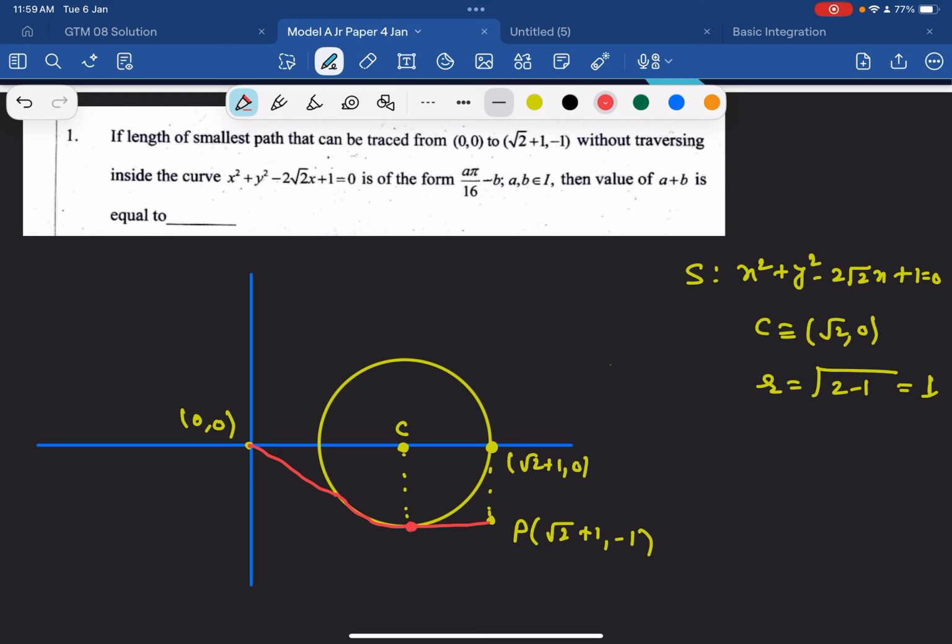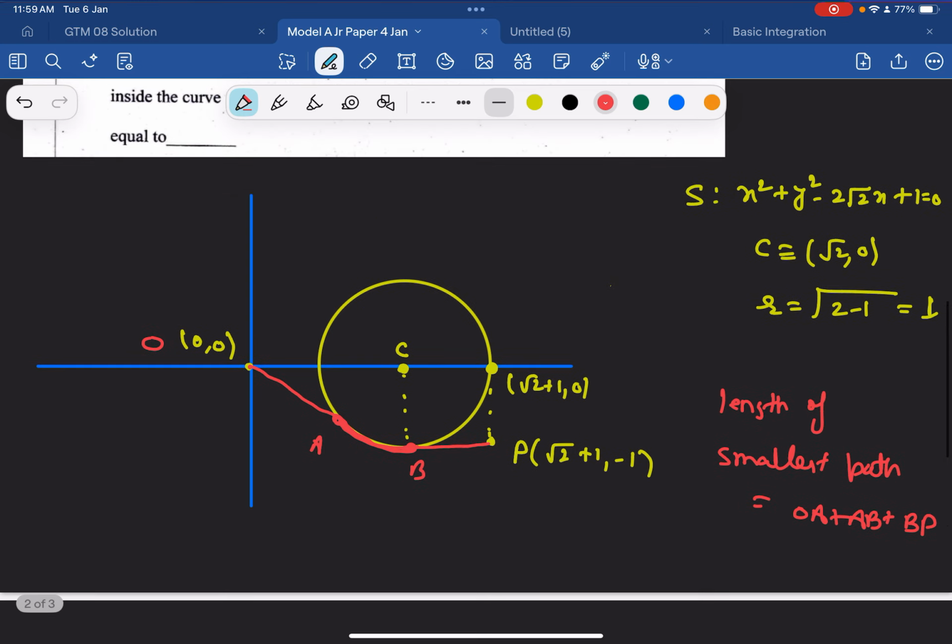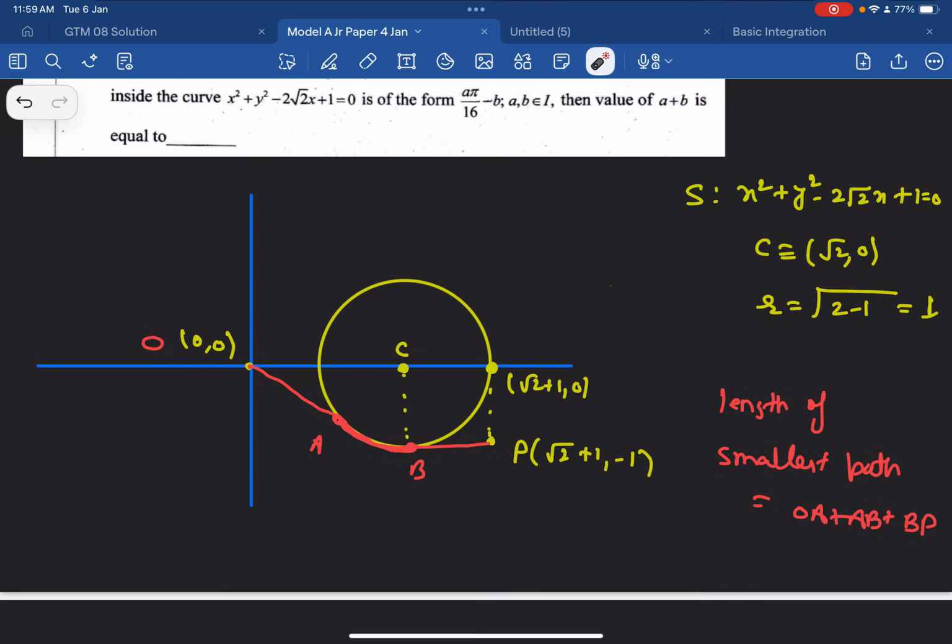Let us assume this point is B and this point is A. So I can say the total smallest length, if this is the origin, is OA plus AB plus BP. All right, that's what we are going to find out. So a few things will be noted. First of all, the question is how to find this AB.